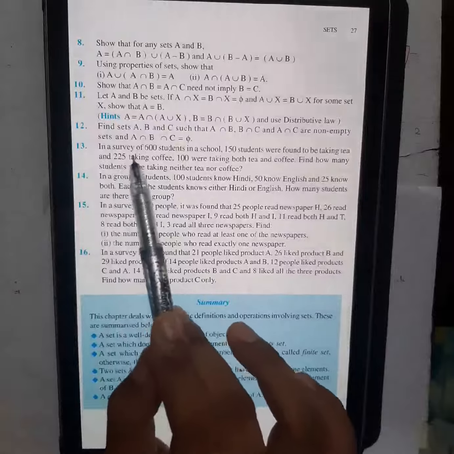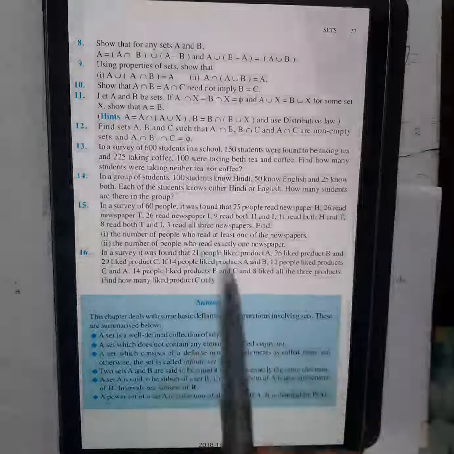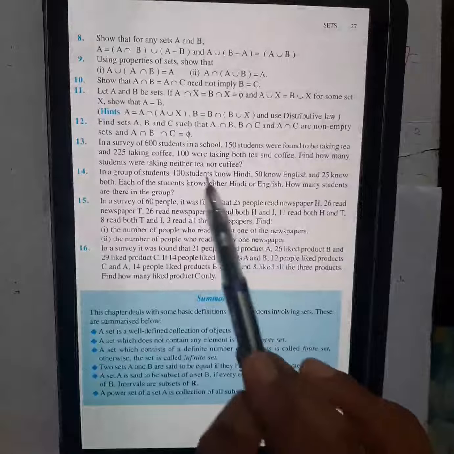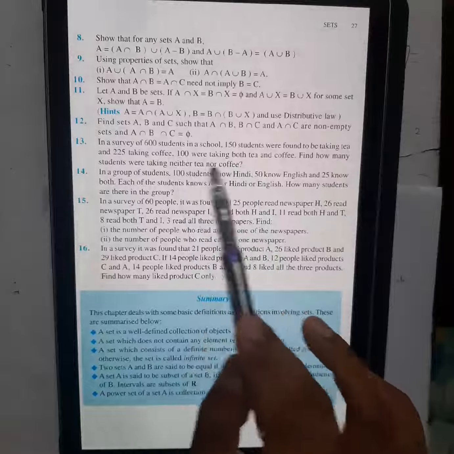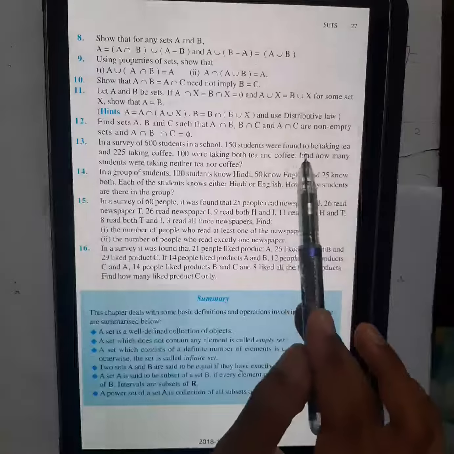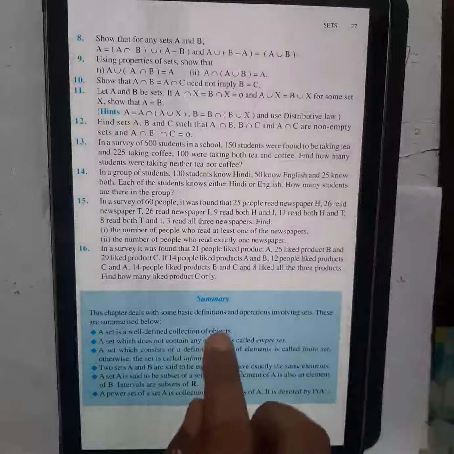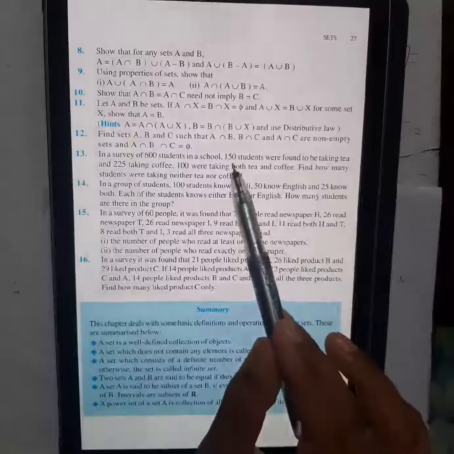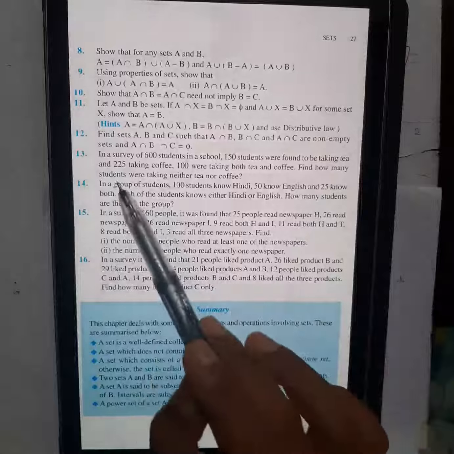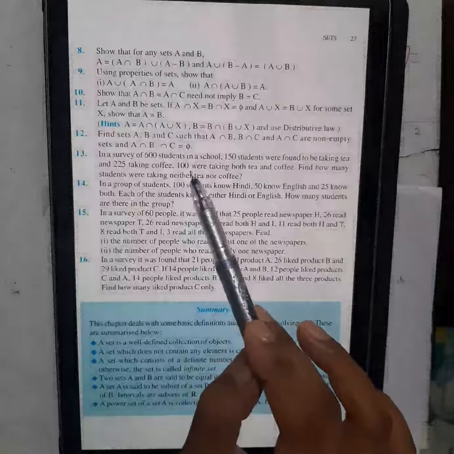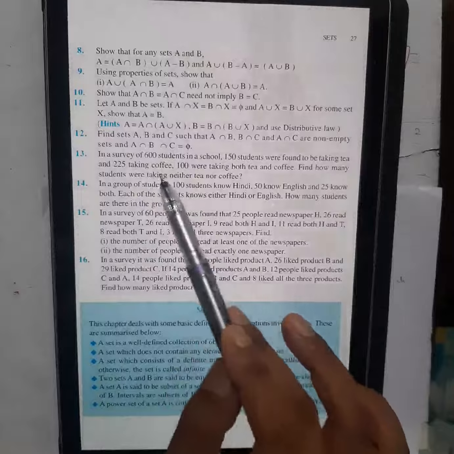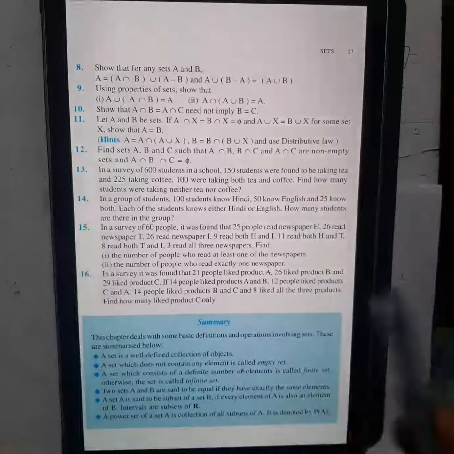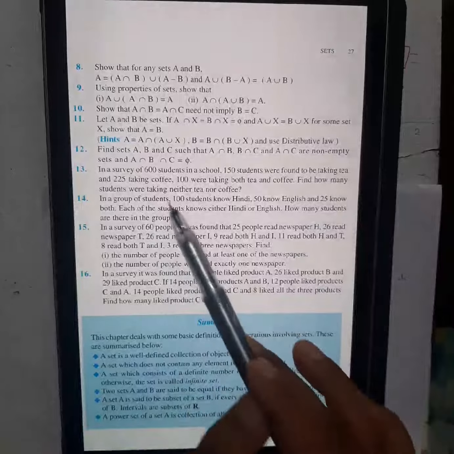Okay, in a survey of 600 students in a school, so there was a survey, right? And they have seen that there are how many students? 600 students in a school. Out of the 600 students, 150 students were found to be taking tea and 225 students taking coffee. Now it does not mean that they only take coffee, they might take tea also, and the one who takes tea might take coffee also. They just said that 150 take tea and 225 take coffee.